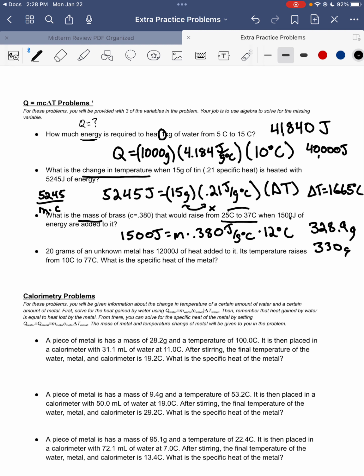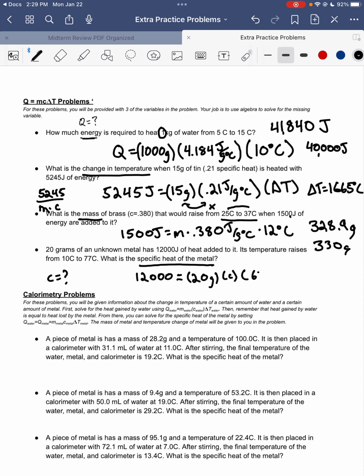And lastly, another Q equals MC delta T problem is asking for a specific heat of an unknown metal. So I'm going to be calculating a C value. And to do that, I'm going to take my Q, which is 12,000 given to me in the problem. I'm going to take my M, which is 20 grams of that metal, so 20 grams. My C is what I'm solving for, so I'm going to leave that in parentheses. And my delta T is 67 degrees Celsius because I have raised from 10 degrees Celsius to 77 degrees Celsius.